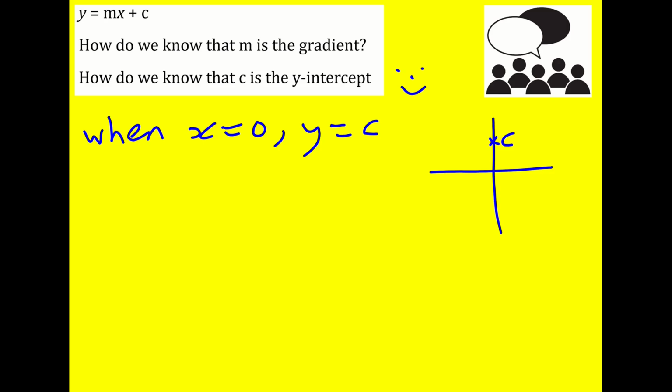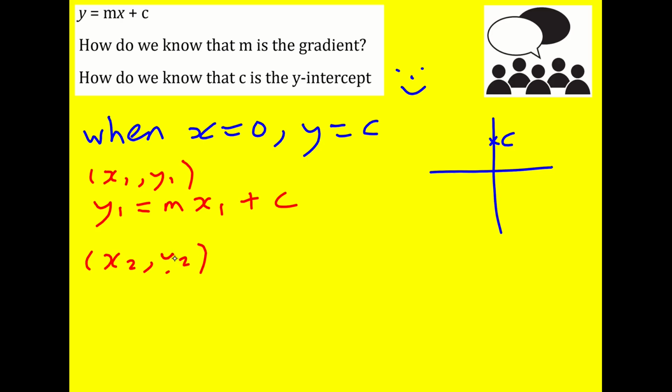If we look at the first one then, this slightly tricky one, how is m the gradient? Well, one approach, which I really like, is to pick a point on the line, and let's call it x1, y1. Then we're going to get that y1 is equal to m x1 plus c. And then I'm going to pick another point, x2, y2. This is a general point, it could be anywhere. And then when I substitute that in, I'm going to get y2 equals m x2 plus c.